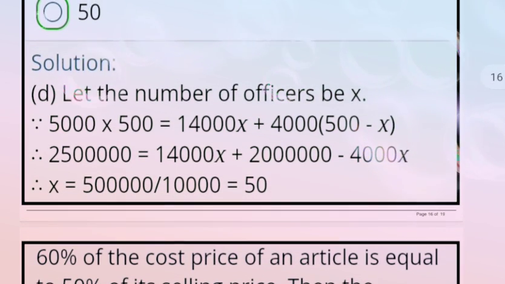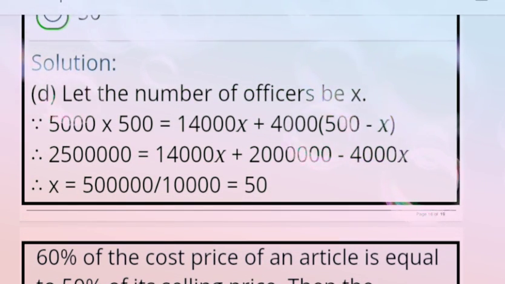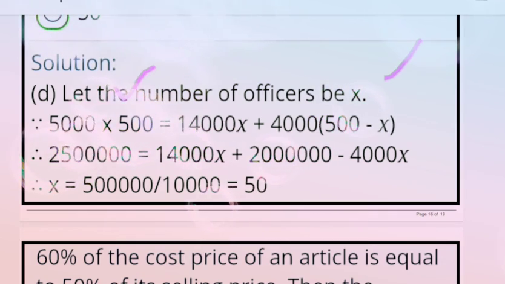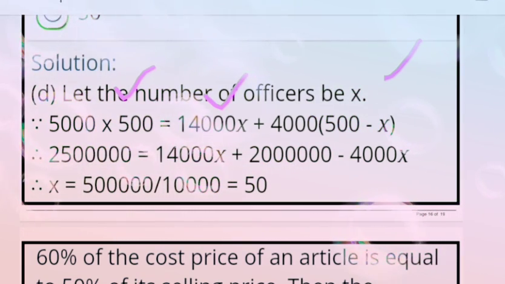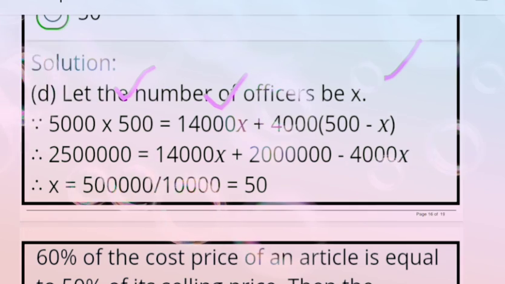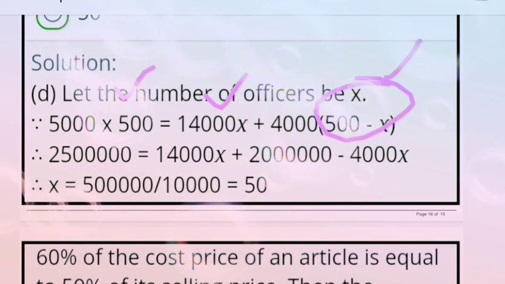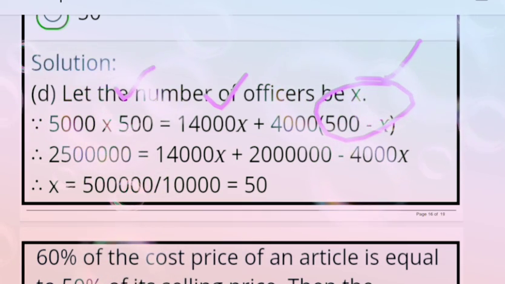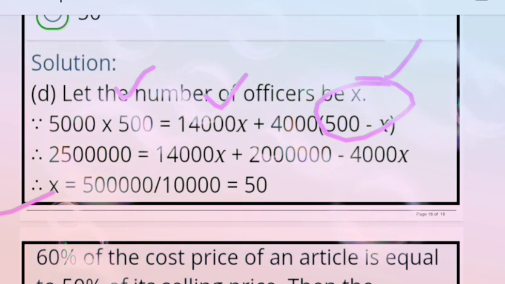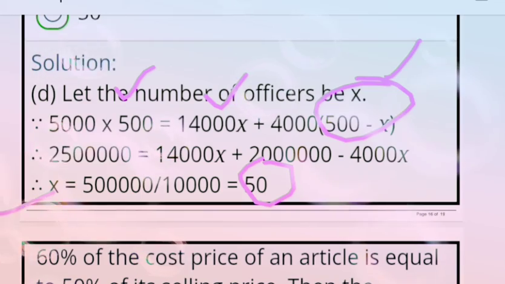Now here the solution is given like this. Let the number of officers be X. So therefore 5,000 into 500 is equal to 14,000 into X plus 4,000 into 500 minus X, which represents the rest of the staff. After solving this, we get X equal to 50. Okay, now come to the next question.